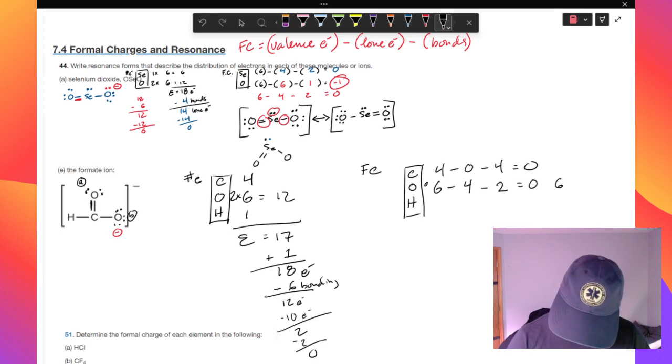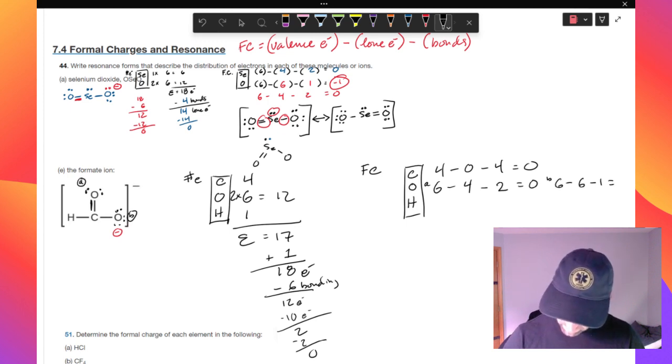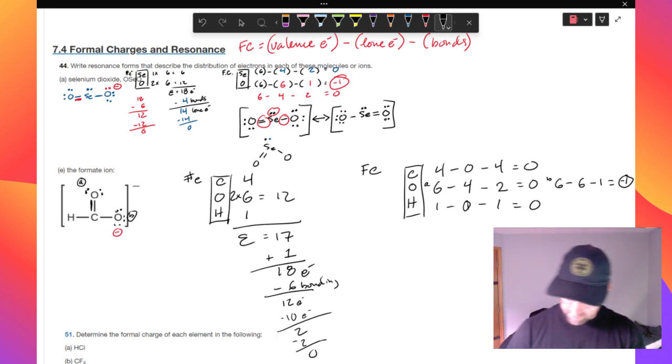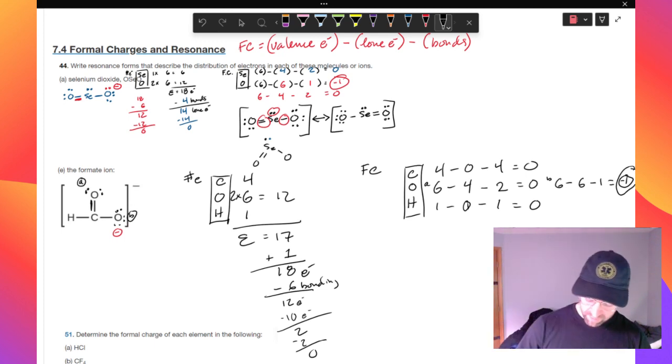We'll just do B right here. So that's A, here's B. We've got 6 minus 6 minus 1 gives us a -1 charge. Hydrogen's easy. So our -1 charge is accounted for.